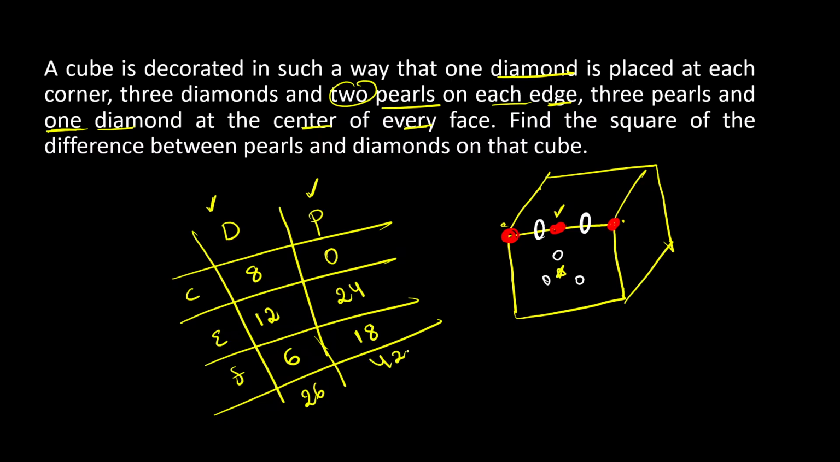So what are we expected to find now? Find the square of the difference between pearls and diamonds on that cube. Here, let's understand this question. We need to find the square of the difference between pearls and diamonds. So let us try to find the difference first. Diamonds 26, pearls 42, difference between these two is 16. And then we need to find the square of the difference. Difference is 16 and we need to find its square. That's 256. So 256 is the square of the difference between pearls and diamonds on that cube.